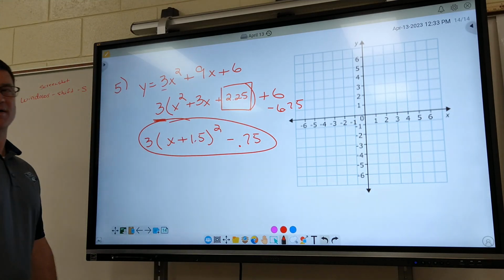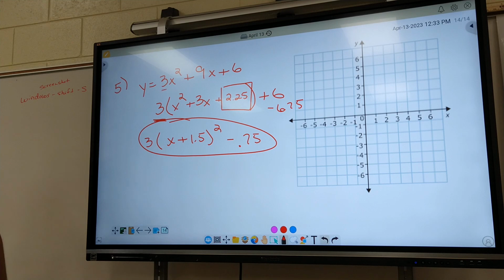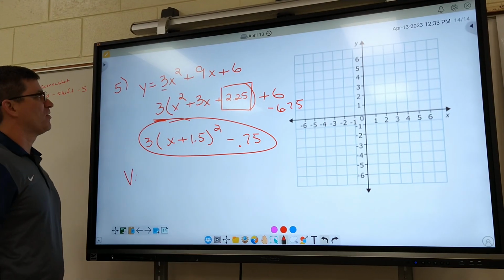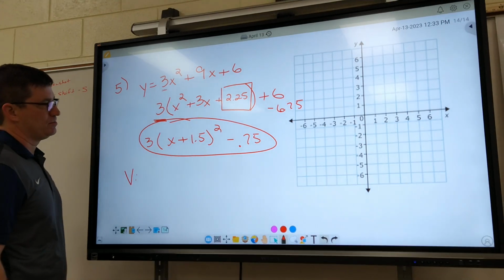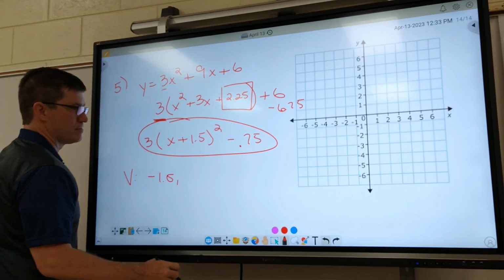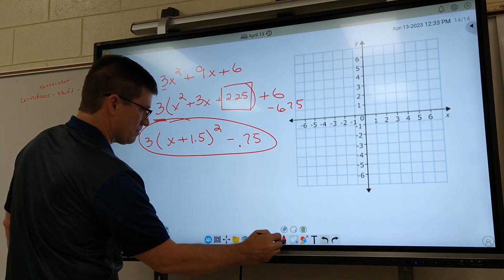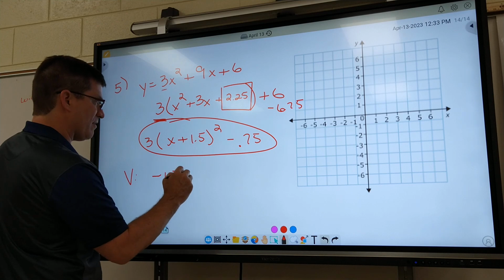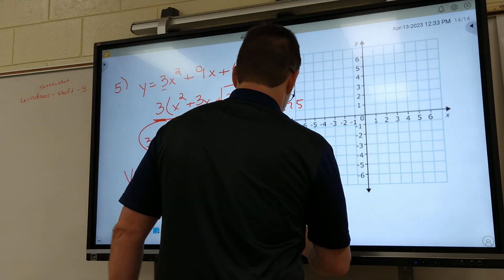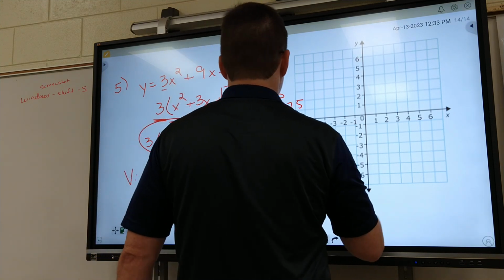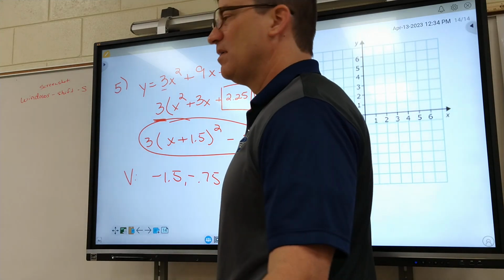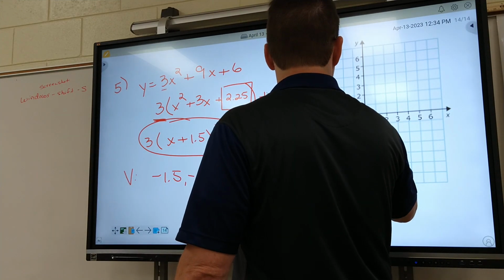All right, this one's really messy because you got decimals everywhere. All right, so Allie, what's my vertex going to be on number 5? Negative 1.5, negative 0.75. Very good. Negative 1.5 and negative 0.75. Now let's graph that. Negative 1.5. How do I go down 0.75? You want to go all the way to the 1. Yeah, just don't go all the way to 1. So negative 1.5, don't go all the way to 1.